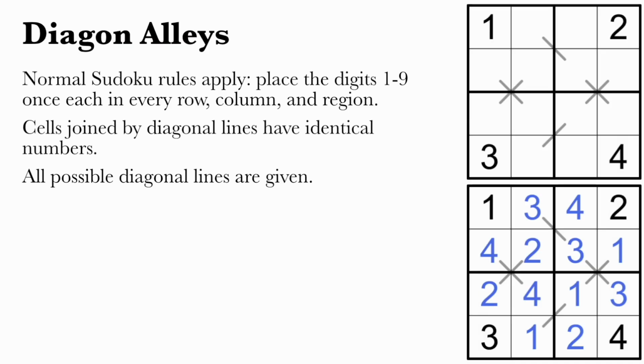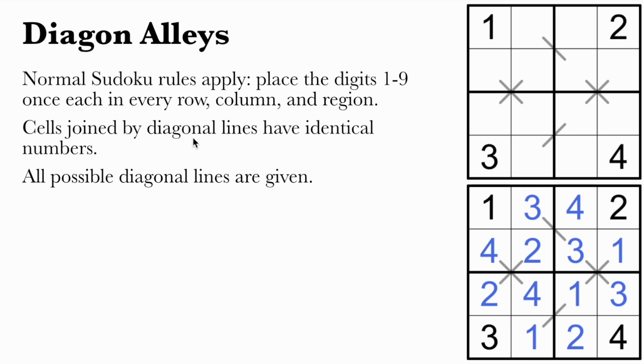In Diagon Alleys, normal Sudoku rules apply. Place the digits 1 through 9 once each in every row, column, and region. In this particular example, we're only doing a 4x4 Sudoku, so the digits go 1 through 4, but we'll still illustrate that. We see all the digits 1 through 4 in every row, every column, every region, which are the bold outlines, and there are no repeats.